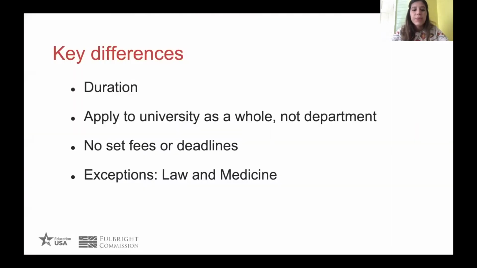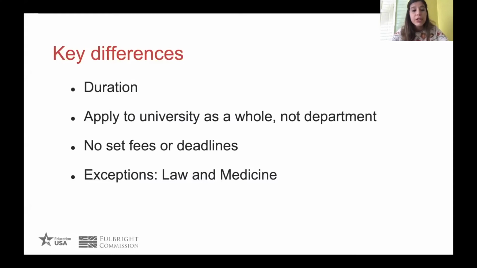I also want to talk about some of the key differences between the US and the UK educational system. First of all is the duration of a degree. Whereas in England and Wales, most undergraduate degrees are 3 years long, at most US universities, you'll find that university degrees are 4 years long.